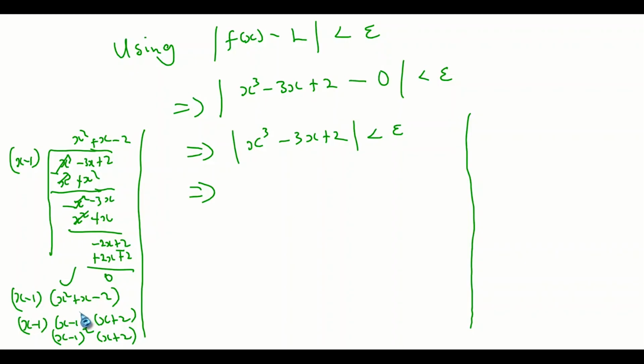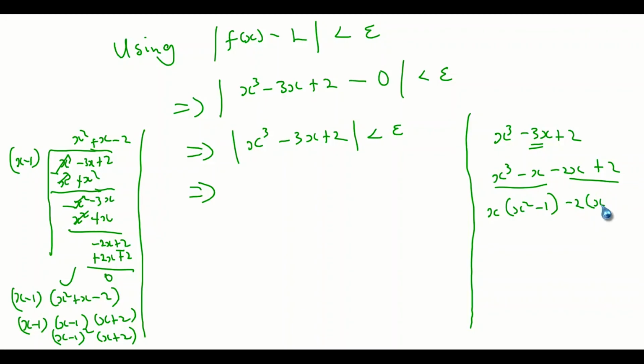Another way would be to rewrite this. Let's say x cubed minus 3x plus 2. Let's split this minus 3x into 2, so it will be x cubed minus x minus 2x plus 2. Then you can factor out x from these two terms. That will be x into x squared minus 1. Then from these two, you can factor out minus 2 into x minus 1.